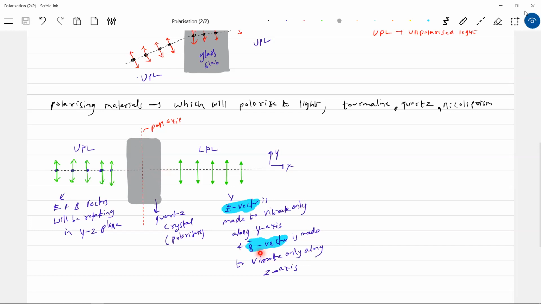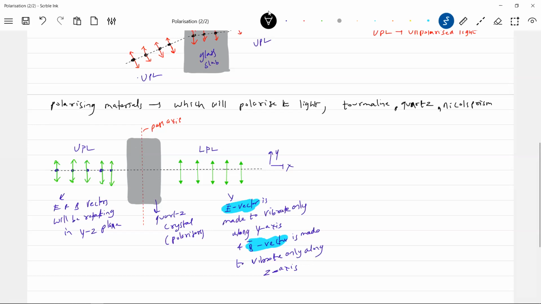So in books, they didn't bother to mention anything about the B bar vector. Doesn't mean that B bar vector is not polarized. B bar vector is also polarized. And at all times, E bar vector should be perpendicular to B bar. If E bar is made to vibrate only along y-axis, B bar should be aligned along z-axis. Okay, got this. So this is called a linearly polarized light. We have naturally available tourmaline, quartz crystal. With the help of that, I can make the light undergo polarization like this.